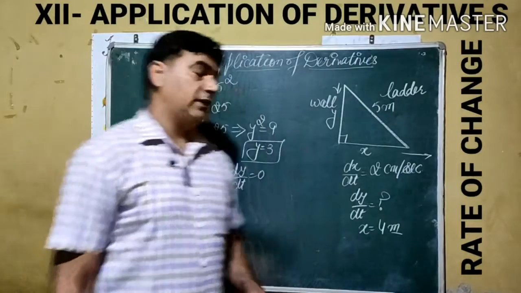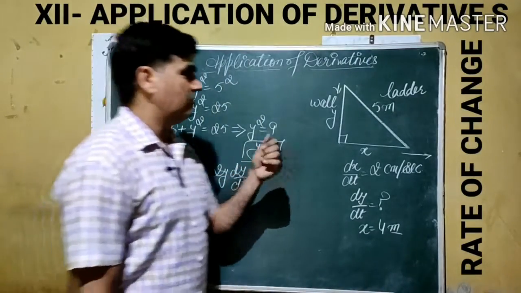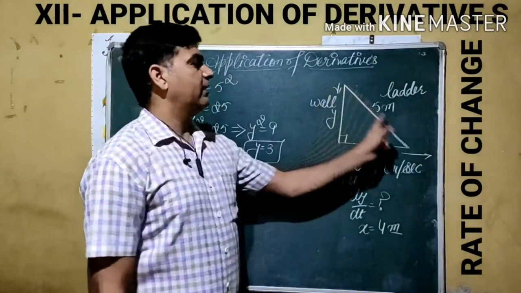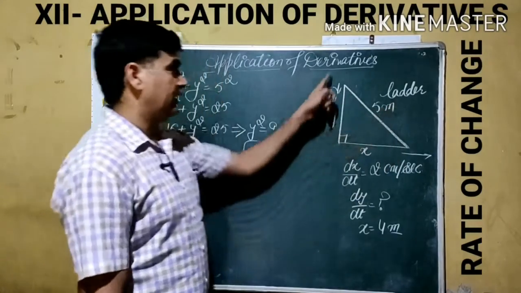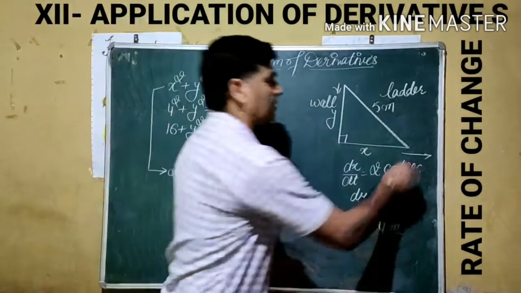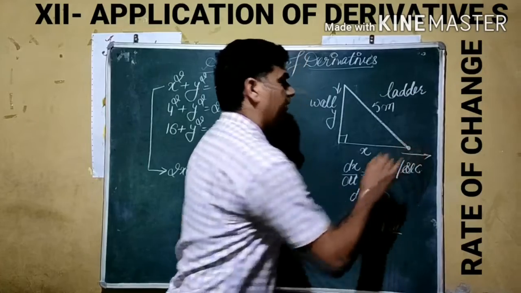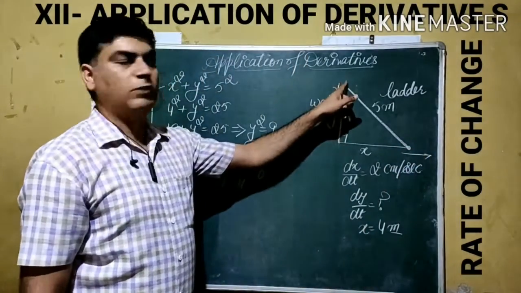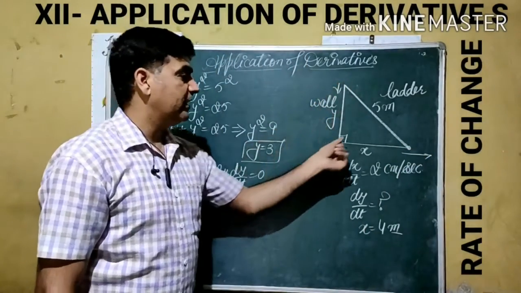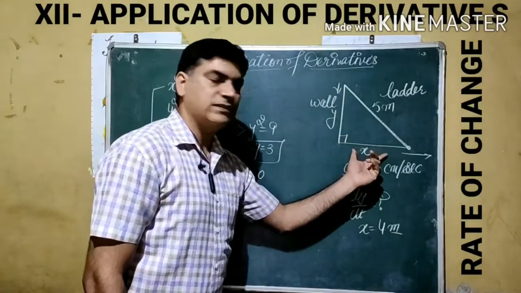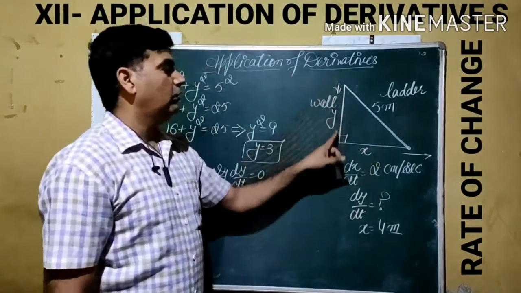We are going to discuss another example in which our question is given. There is a ladder of length 5 meter placed against a wall, where the bottom of the ladder touches the ground here and the top reaches this point of the wall. If you see here, there is a right angle between the base, means the ground, and the wall. There is a right angle.